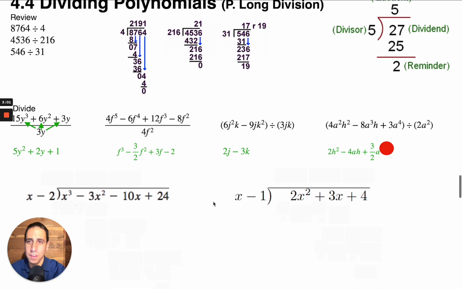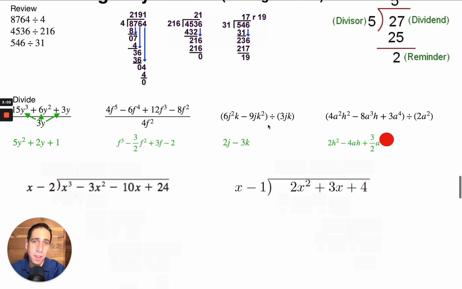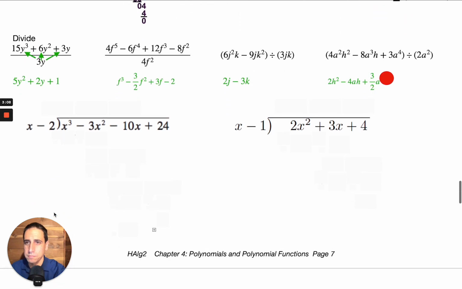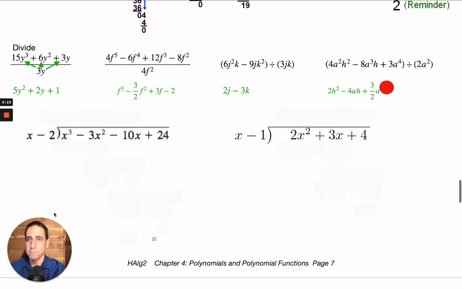Now that we know how to divide a monomial by a monomial, we're going to do the exact same thing here, repeatedly over and over again.